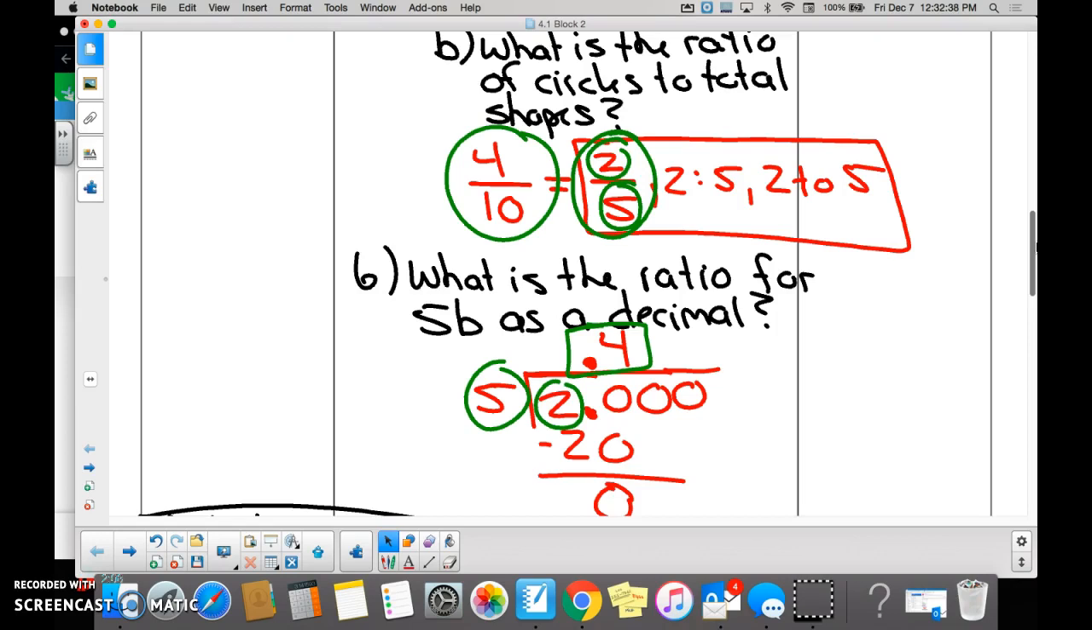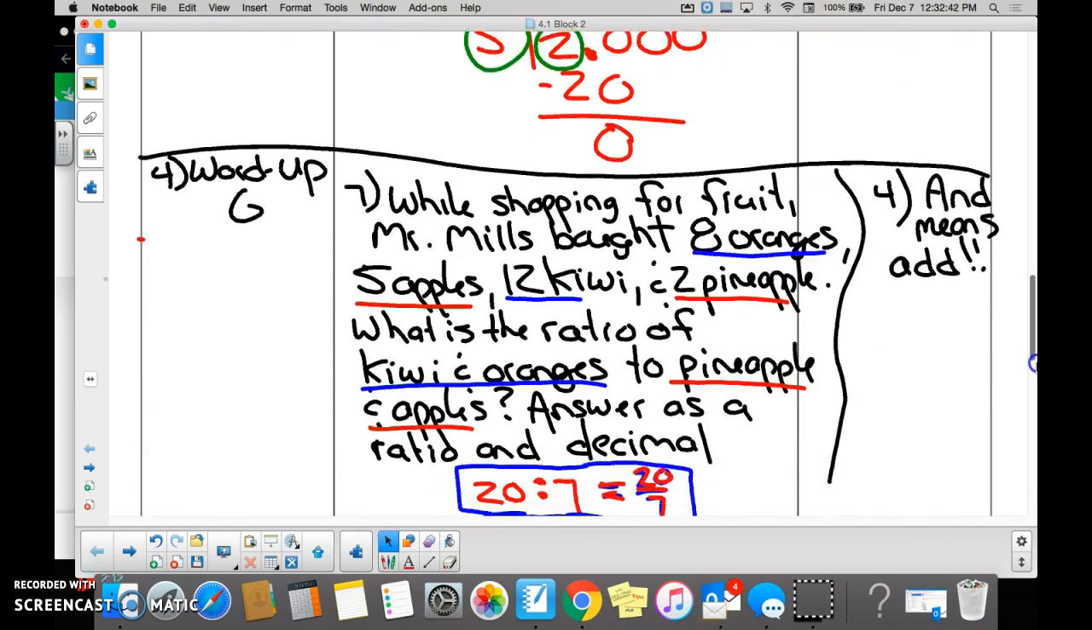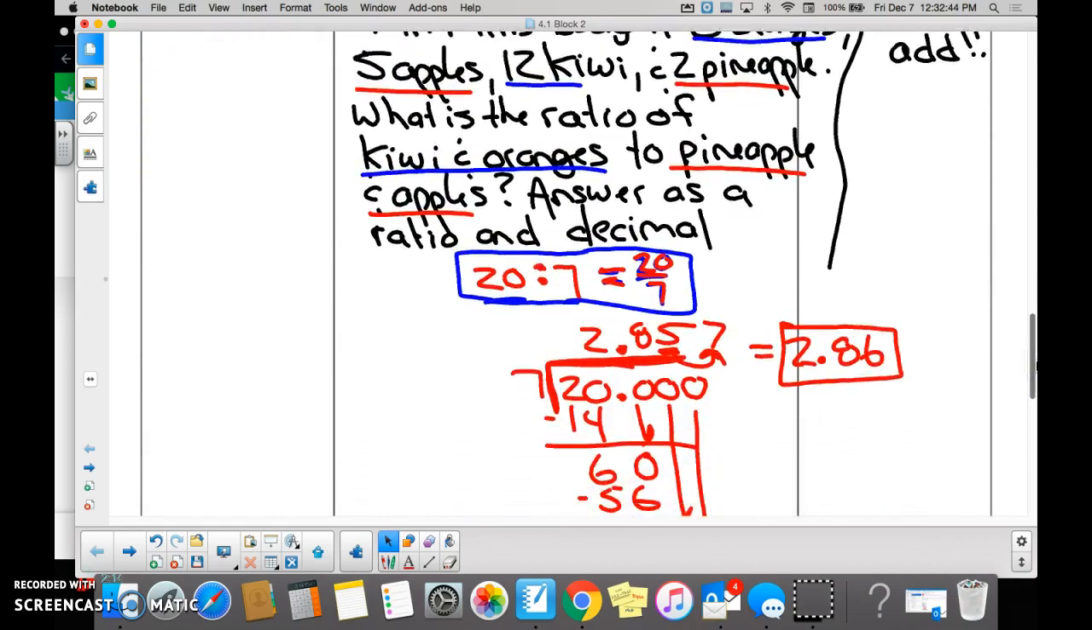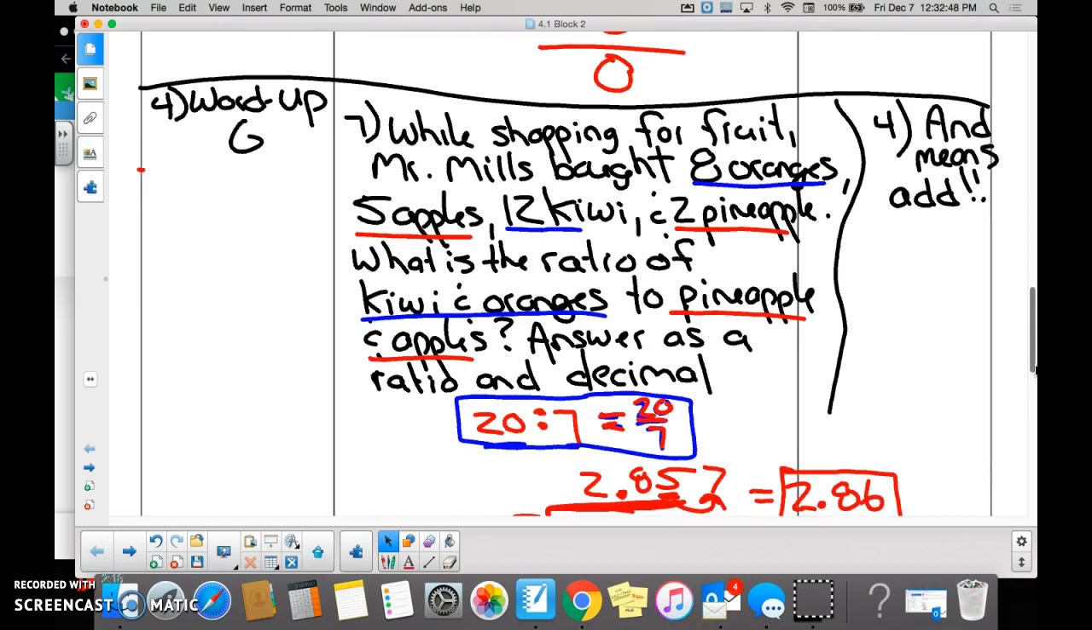And then number 7, same thing. Mr. Mills went shopping. You guys learned that he bought some fruit. We asked you what the relationship between the fruit was. Specifically, I wanted to know how many kiwi and oranges he bought. And you guys said he bought how many? 20. And I wanted to know how many pineapples and apples he bought. And you guys said he bought 7. So the relationship was 20 to 7.